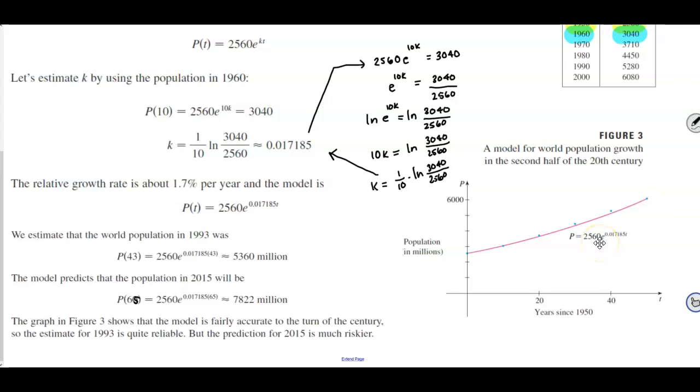And now the graph in figure 3 shows that the model is fairly accurate to the turn of the century. So the estimate for 1993 is quite reliable, but the prediction for 2015 is much riskier.